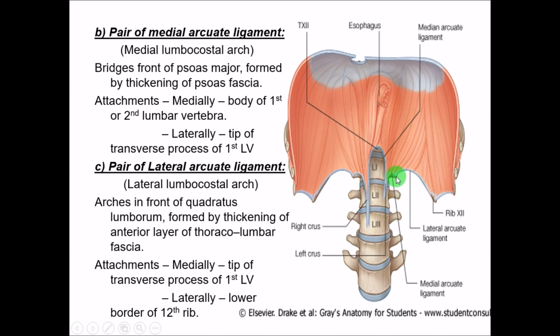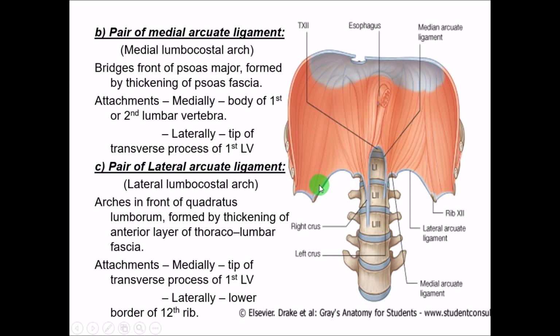So this is attached to the lateral process of the first lumbar vertebra. You can see it on both sides. Here, medially, it will be attached to the first, second and third lumbar vertebra. On the left side it will be just first and second. On the right side it will be attached to first, second and third, and laterally it is attached to the transverse process. So this is called the medial arcuate ligament.